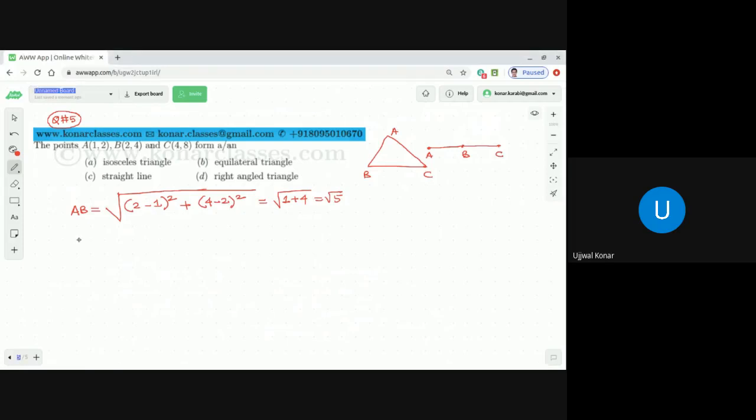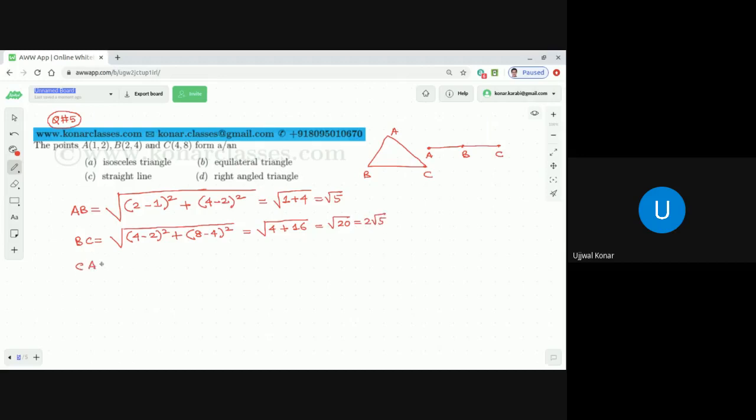Now let's find BC. BC is equal to square root of 4 minus 2 whole square plus 8 minus 4 whole square, that is equal to square root of 4 plus 16, that is equal to square root of 20, so that is equal to 2 into square root of 5.